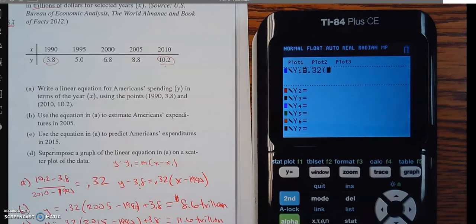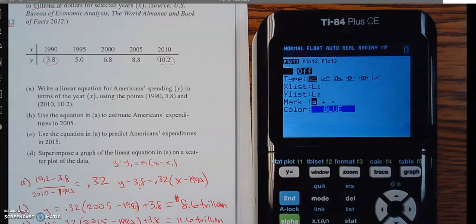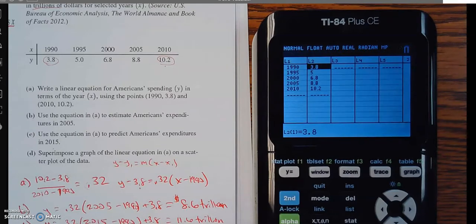So 0.32x. Okay, so I'm going to type it in like that. And then to make a scatter plot, I don't know if you remember doing this or not, but you push second, stat plot, and the number 1, I'm going to hit enter. And I want to turn this on, so hit enter, and then it's for list 1, list 2, so that's good to go. Problem was I need to put my lists in also. So for my list, I'm going to push stat and edit. Okay, so this is for lists.